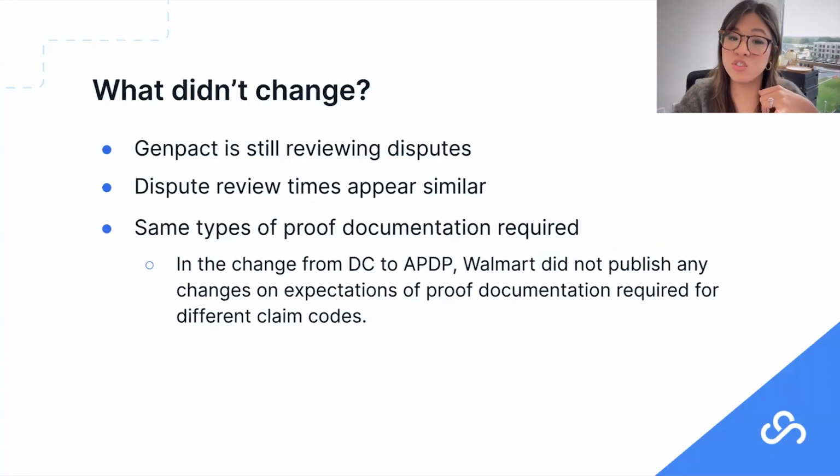A couple of things did not change from the shift from direct commerce to APDP. One of them is that Genpact is still reviewing disputes. Genpact is a third-party company that Walmart contracts with to review any of the disputes that you submit and make judgment calls on them. A lot of folks may not be aware of that. If you're newer to the space and you go, oh, I sent it to Walmart and Walmart is taking a look at it, they've actually outsourced that to a third party.